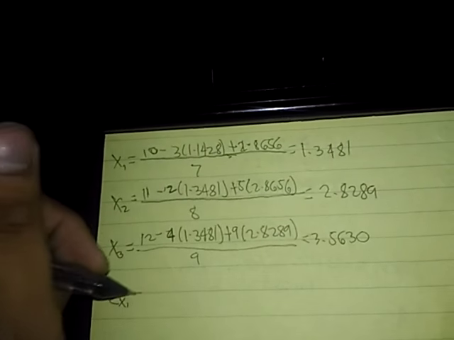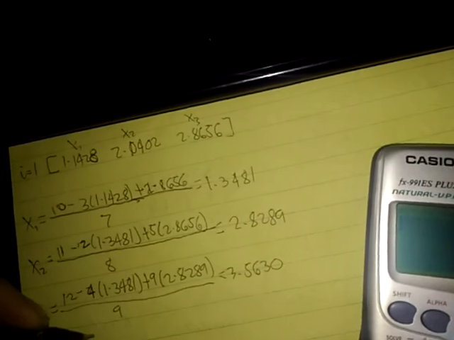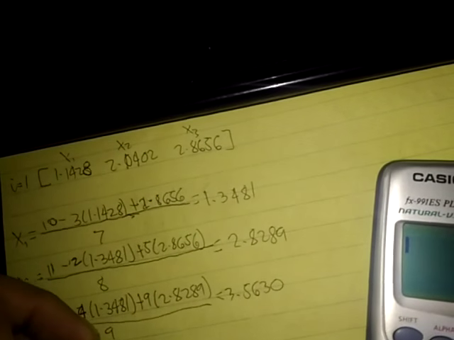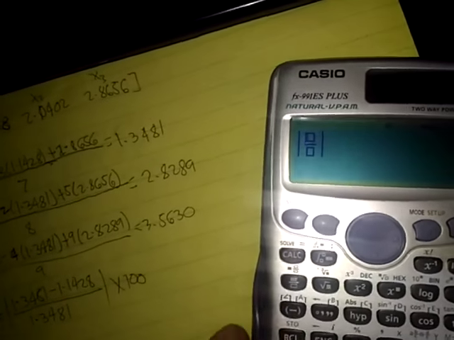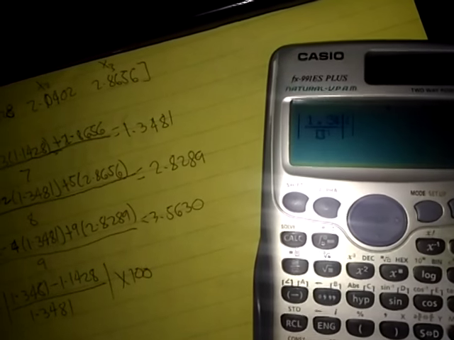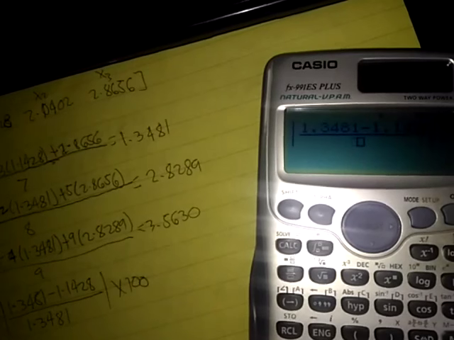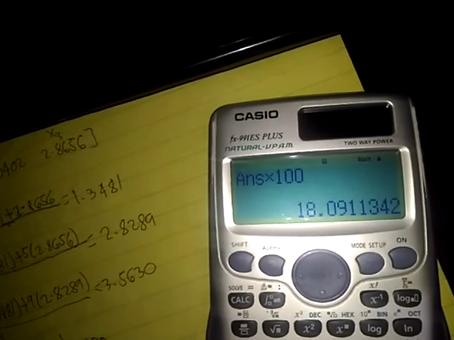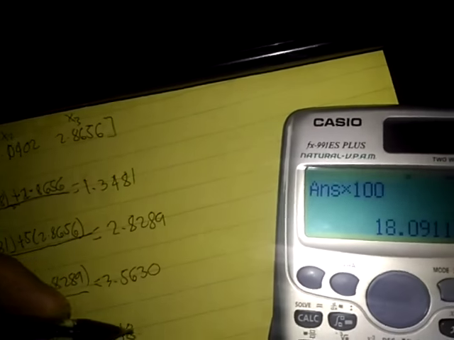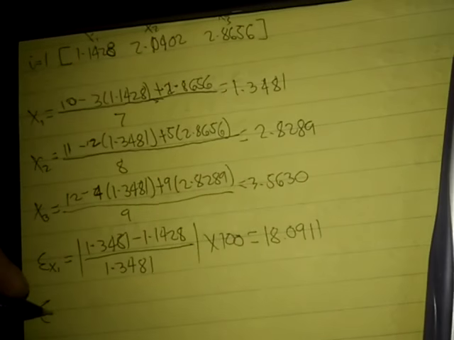So, after natin makuha nito, get the approximation value. So, EX1 equals to absolute value of 1.3481 minus 1.1428 all over 1.3481 times 100. So, ang answer natin ay 18.0911.